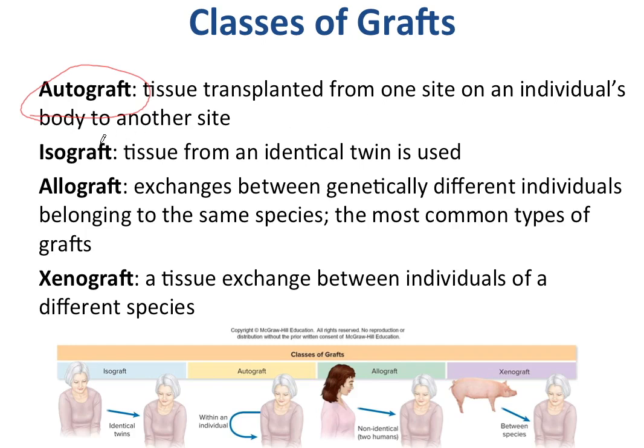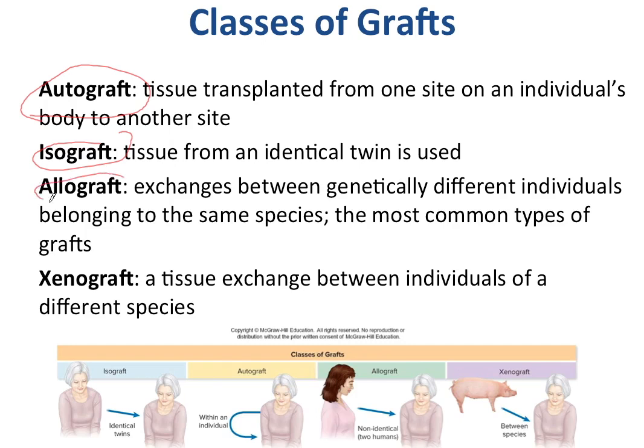Second is isograft. Isograft means tissue from identical twins. For twins, most of the immune background is the same, so the difference is very minimal. In this case, the rejection is very mild. It's very little.